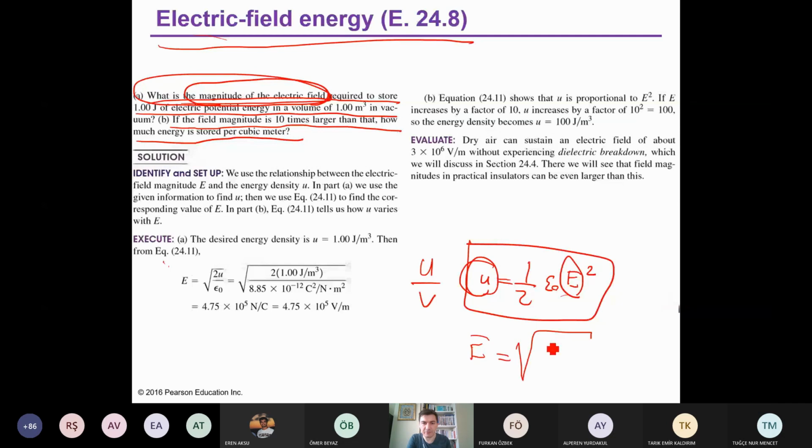2U over epsilon 0, and U is given, okay, 1 joule per cubic meter. It is the volume, and electric potential energy is given, okay? Then U is given, just put it there. Epsilon 0 is constant, put it there. Finally, you can find the electric field in Newton per coulomb or in volt per meter. Both are the units of the electric fields used in the SI system.